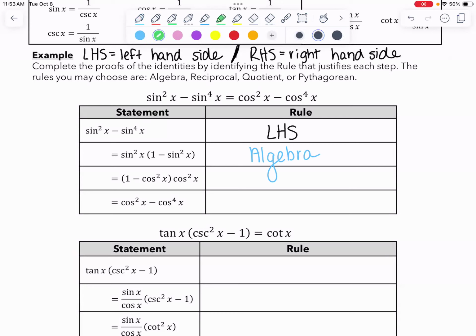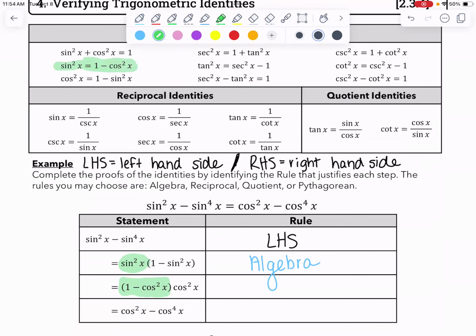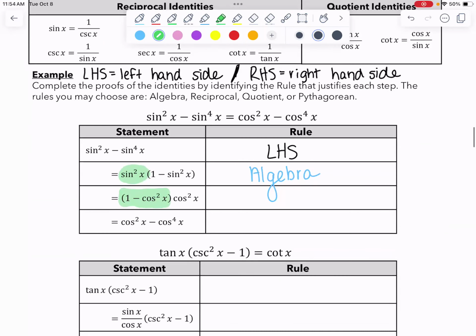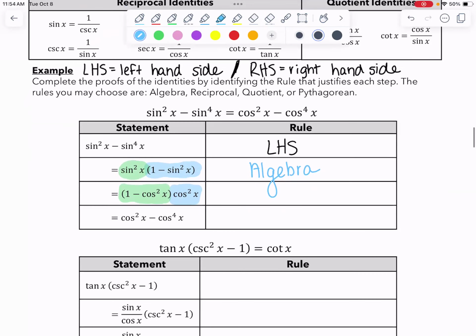Now I'm looking and asking, what has happened here? If things remain lined up, would it be true that these two things are equal? Is sine squared equal to 1 minus cosine squared? Indeed it is, so that would be a Pythagorean identity. What happened over here? We have 1 minus sine squared. Is that equal to cosine squared? Yes, it is. So these were both Pythagorean identities.